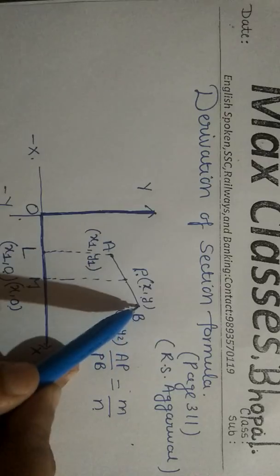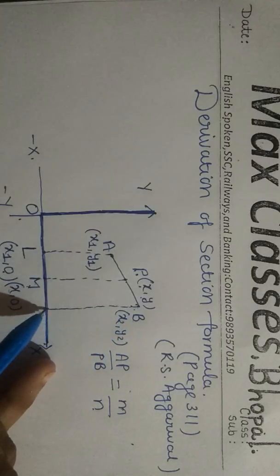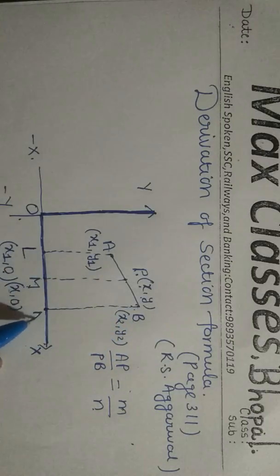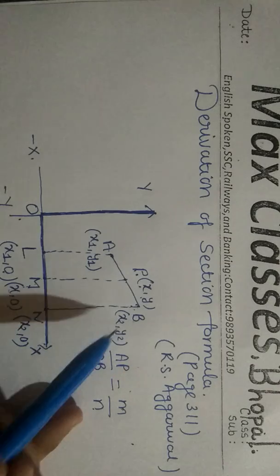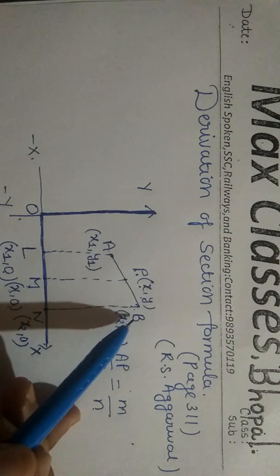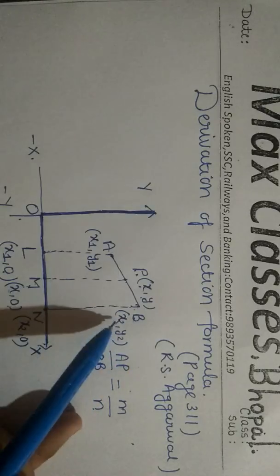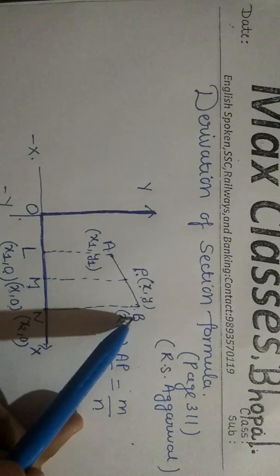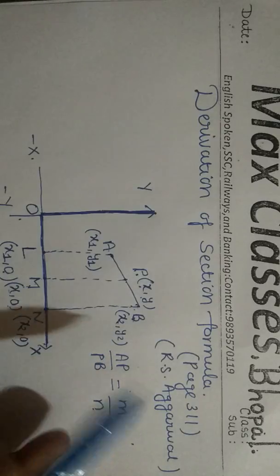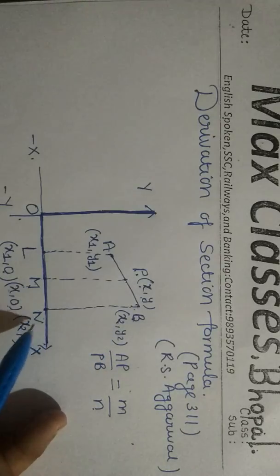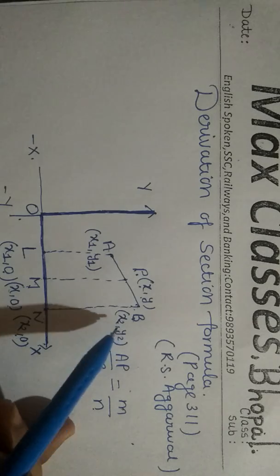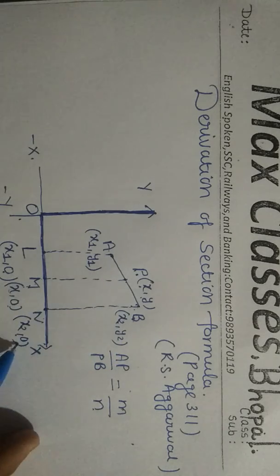Now draw a perpendicular from the point B and name that point as N, and the coordinate of point N will be x2 comma 0, because the point N is lying just below the point B, so its x coordinate will be the same. The x coordinate of point B is x2, and the x coordinate of point N is also x2. So their x coordinates will be the same, because they are lying just below it.